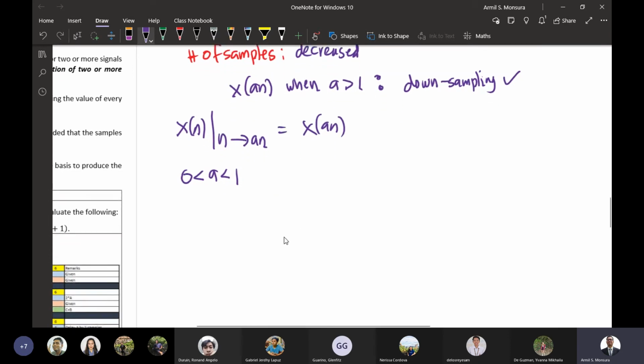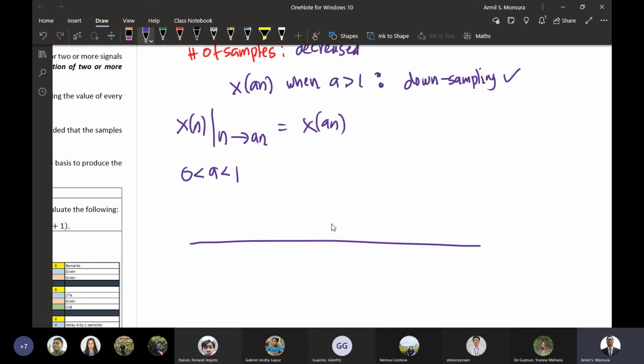Okay. Ganito naman yung mangyayari sa kanya. Again, magsisimula tayo dito. Okay. So, yan yung when n equals 0 na sample. Tapos, maglagay tayo ng mga samples, kunwari, sa negative part. Okay. Tsaka sa positive part. Okay. So, when a is between 0 and 1, so when a is fractional, essentially.